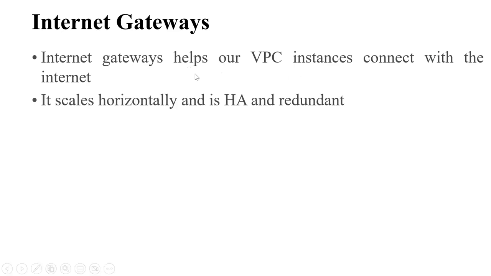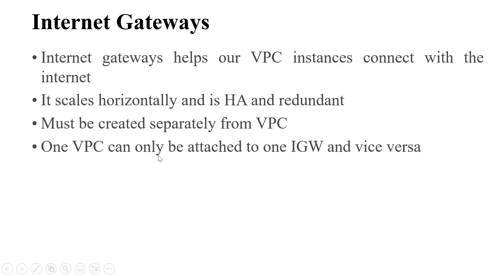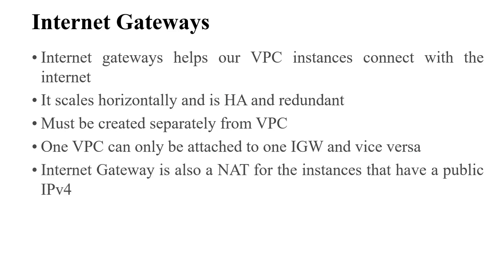That helps our VPC instances connect with the internet, and it scales horizontally and is highly available and redundant. This gateway supports that horizontal scalability and high availability, and it must be created separately from the VPC. For each VPC we need to create a separate internet gateway. One VPC can only be attached to one internet gateway and vice versa: one internet gateway can be attached to only one VPC, and to that one VPC we can attach only one internet gateway.